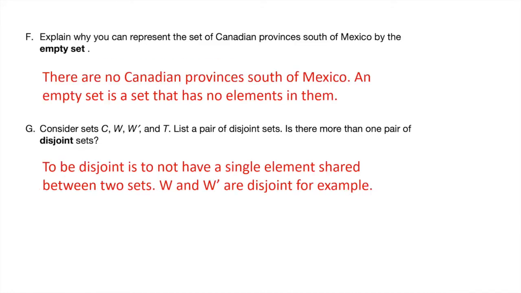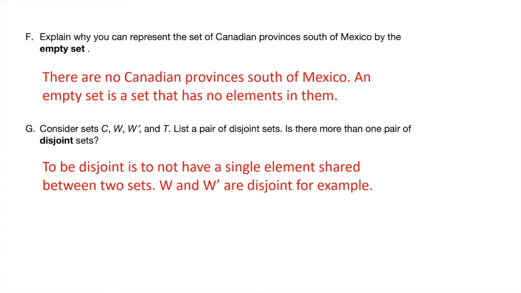So if we have to explain if we can represent the set of Canadian provinces south of Mexico by an empty set, the term empty set is an important new vocabulary word that we have to know. An empty set by definition is a set that has no elements in them. And for those of us that know the country of Canada, we know that there are no Canadian provinces south of Mexico, which means there can be no elements within that set, therefore making it an empty set.